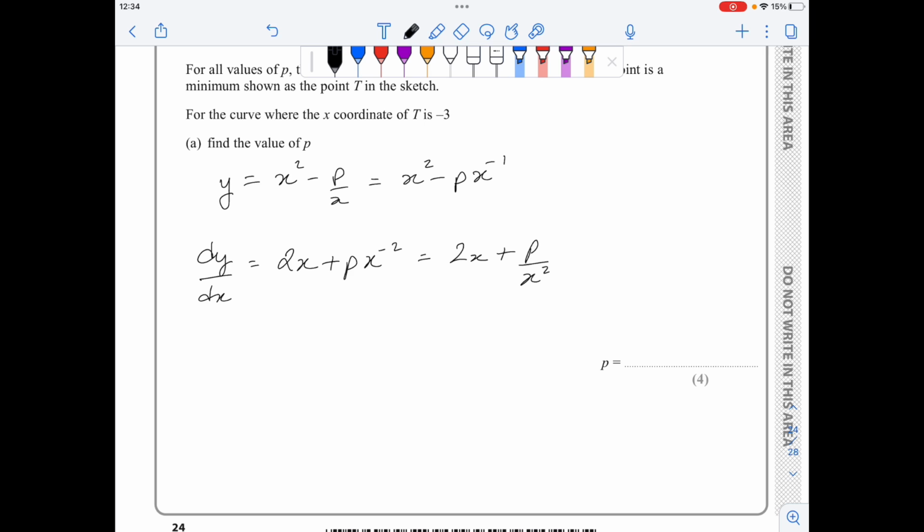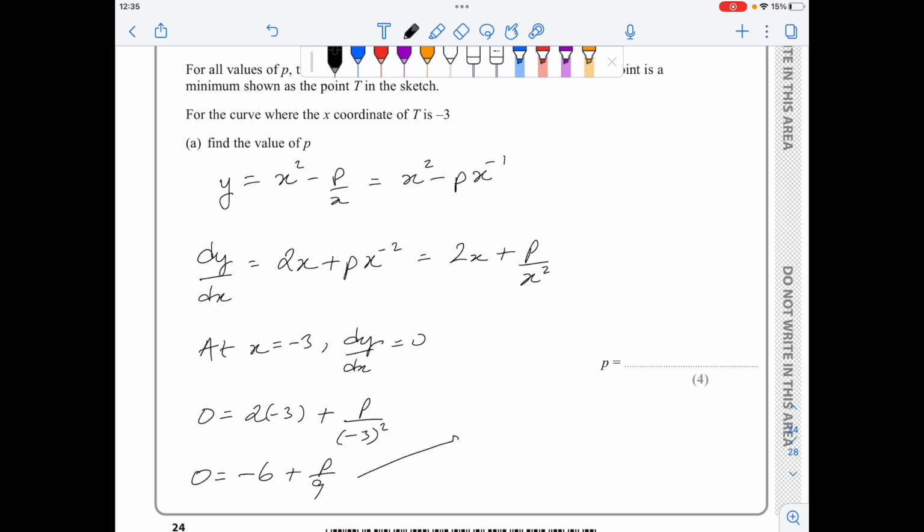Now I'm being told there is a turning point at x equals minus 3. So at x equals minus 3, dy dx should be 0. Hence, 0 equals 2 times minus 3 plus p over minus 3 squared. If you do the calculations, you'll get 0 equals minus 6 plus p over 9. I'll continue here. So p over 9 is equal to 6, hence p is equal to 54.